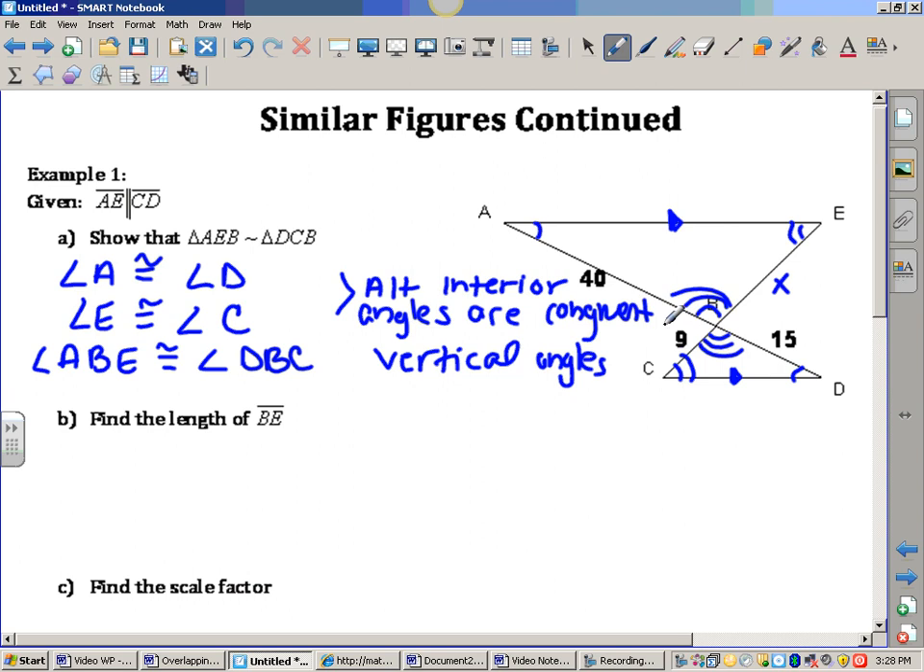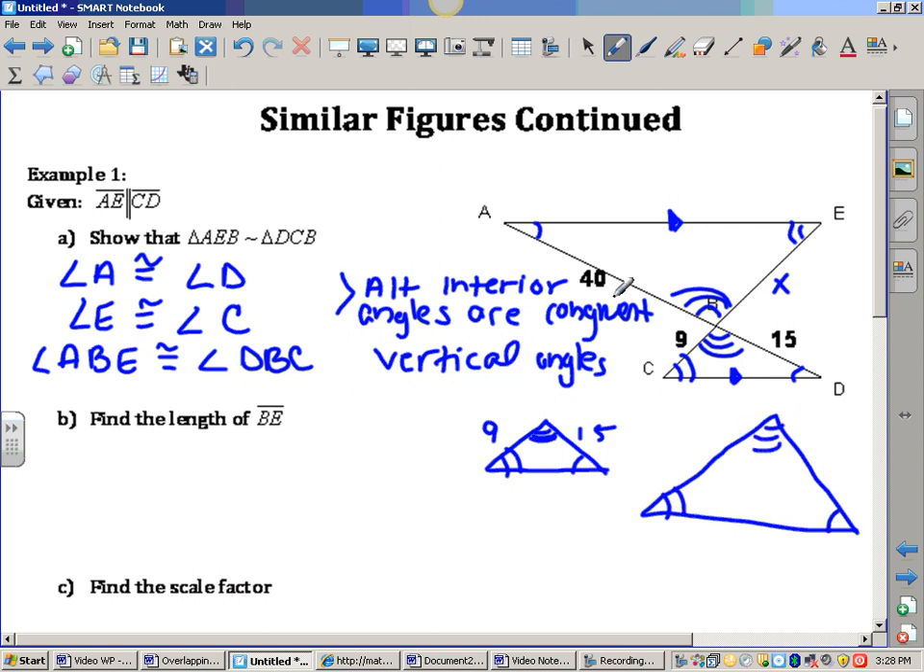Now some of us are still having a hard time setting up our proportions. If you have a hard time deciding which sides are corresponding to each other, please redraw your picture. They're upside down to one another. It's very, very easy to redraw the picture. It doesn't have to be perfect. 9 and 15, and then I'm just going to flip the bigger triangle over. Now I'm going to make it as similar to this triangle as I can, meaning I want angle 2, I want the 1, and then I want the 3 here.